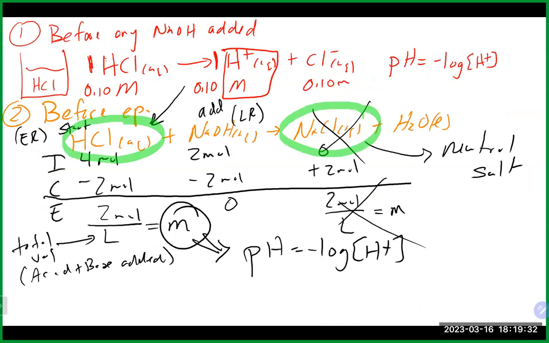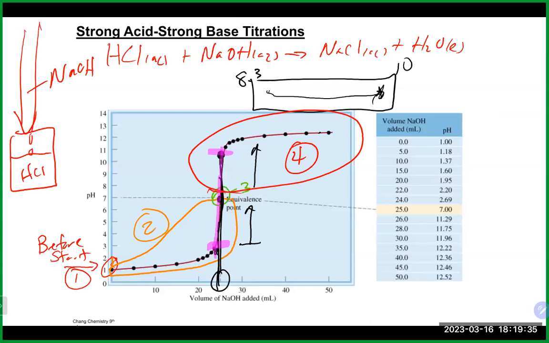All right. So most titrations have these four points: before you start, before the equivalence point, at the equivalence point, and past the equivalence point. So you should be able to calculate the pH anywhere along that pH curve.